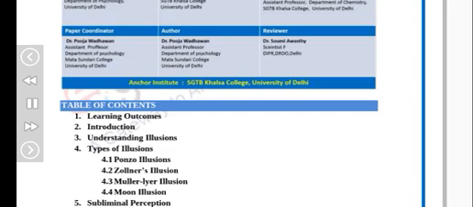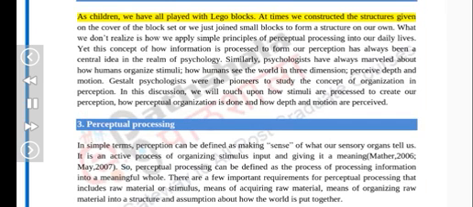Psychology. As children, we have all played with Lego blocks. At times we constructed the structures given on the cover of the block set, or we just joined small blocks to form a structure on our own. What we don't realize is how we apply simple principles of perceptual processing in our daily lives.